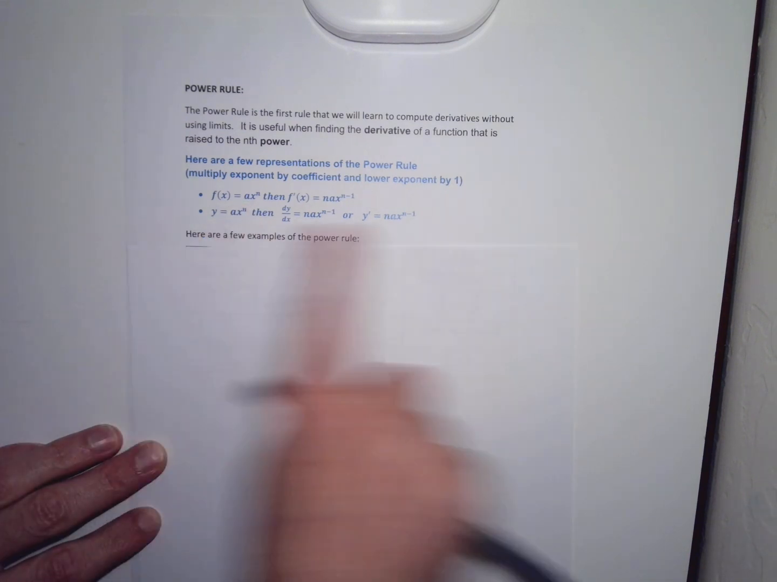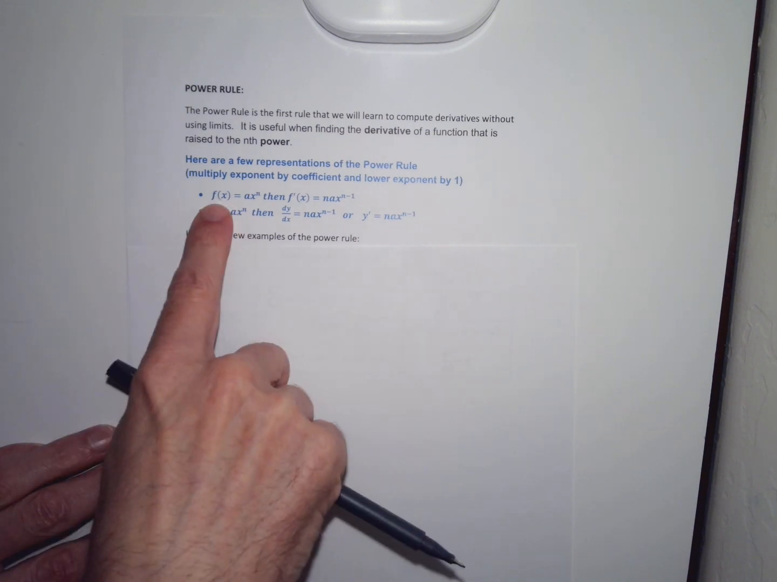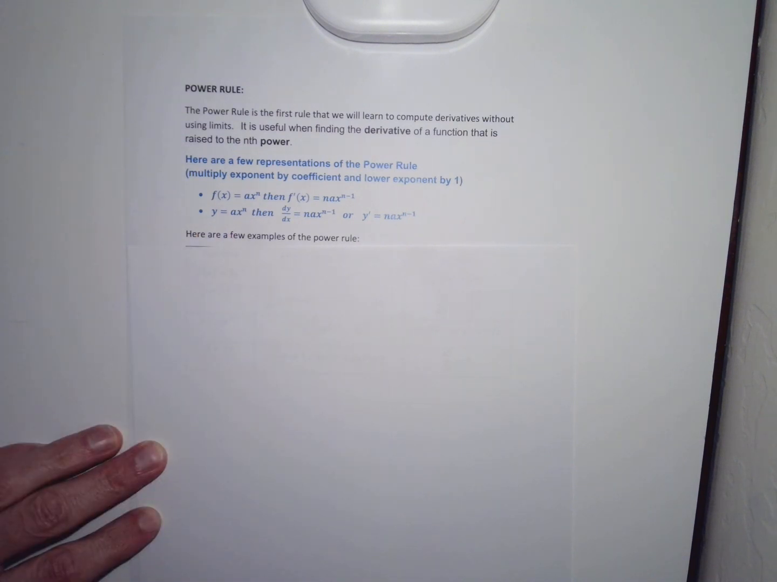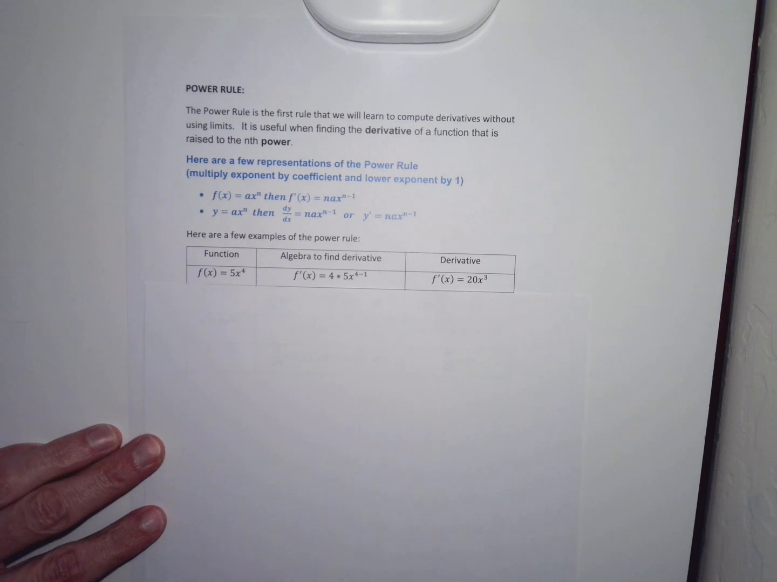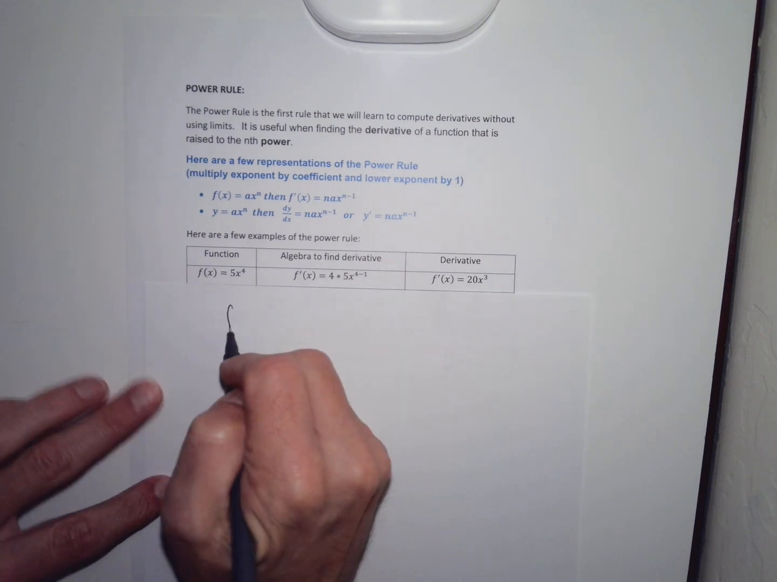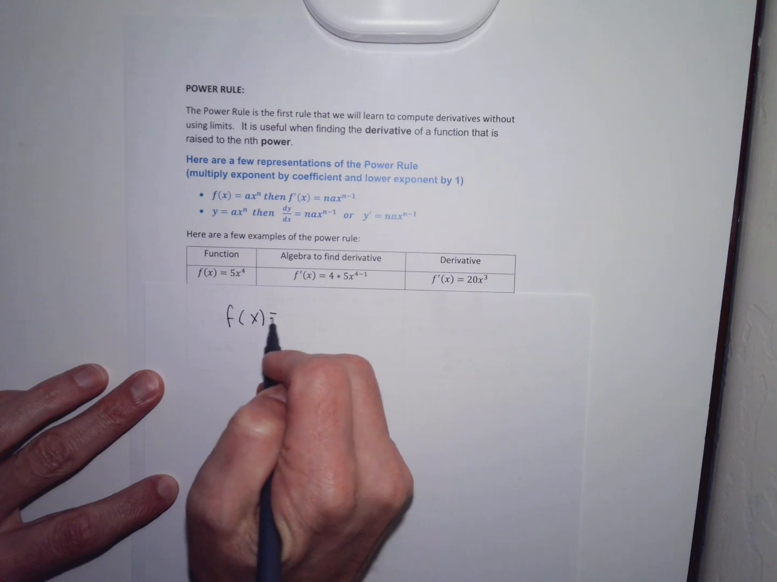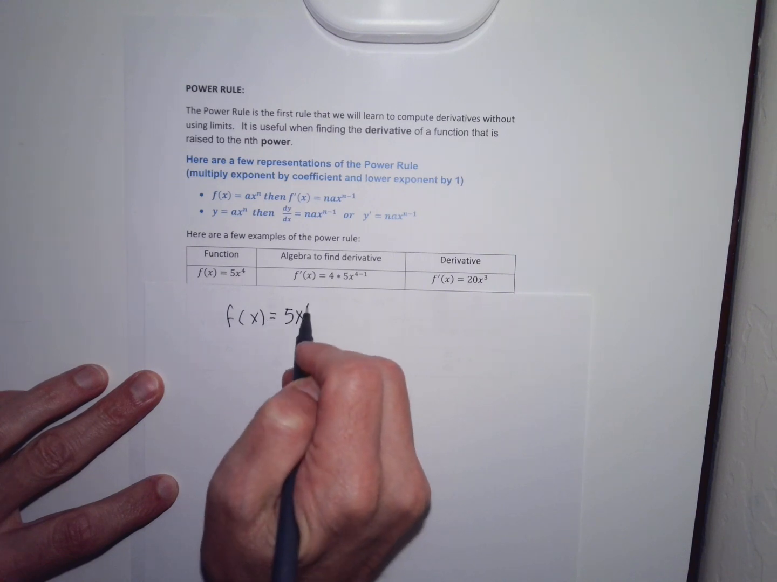And this whole bunch of junk says it doesn't matter how the equation is written, whether it's written with an f of x or with a y, the derivative is going to be simply the same. Let me show you an example. I started off with an example written with function notation, and now I'm going to find its derivative using the power rule rather than using limits like we did in the last section.